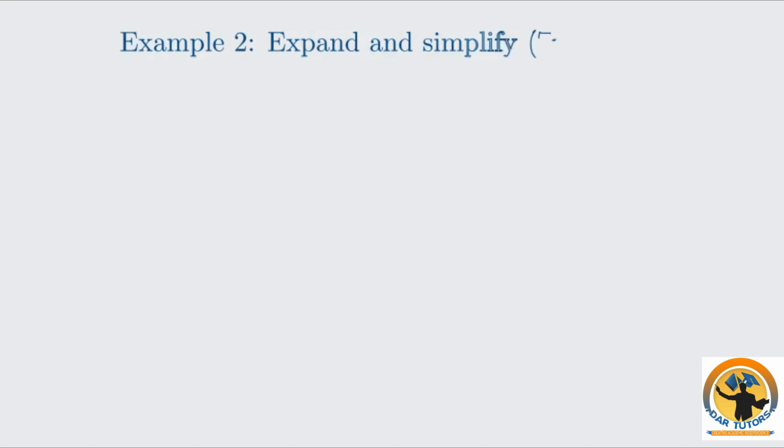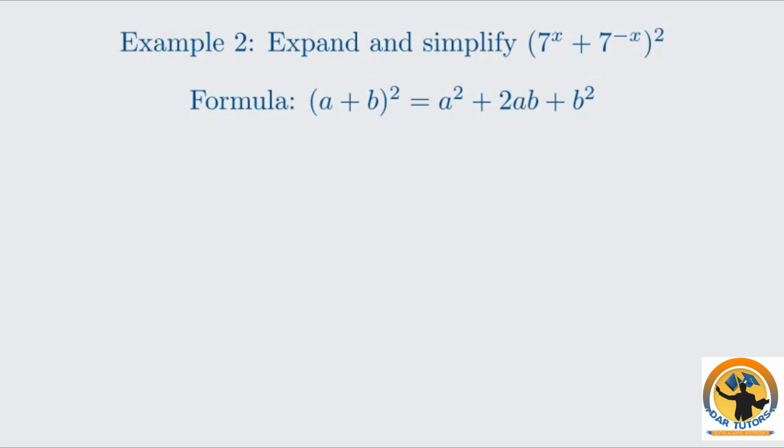We need to expand and simplify the quantity 7 to the power of x plus 7 to the power of negative x, all squared. We can use the formula (a plus b) squared equals a squared plus 2ab plus b squared. Here, a is 7 to the power of x, and b is 7 to the power of negative x. Substituting these into the formula, we get (7 to the power of x) squared plus 2 times 7 to the power of x times 7 to the power of negative x plus (7 to the power of negative x) squared.